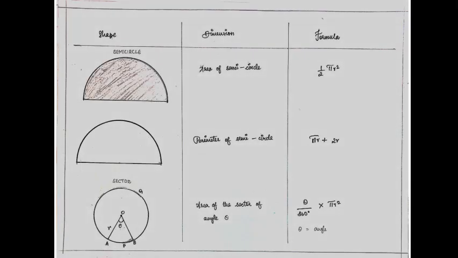The next one is semicircle. In semicircle, area of semicircle is equal to 1 by 2 pi r square. Perimeter of a semicircle is equal to pi r plus 2r.